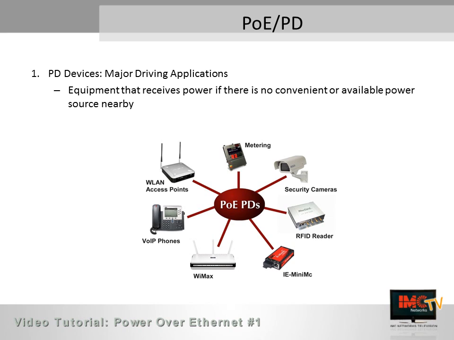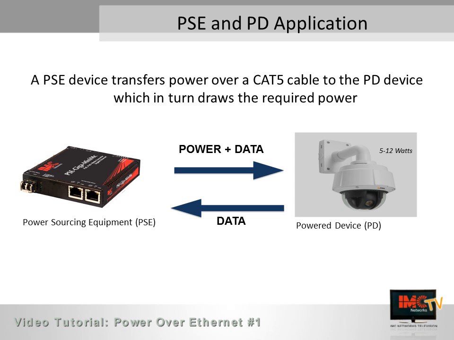The growth of PD devices is driving the demand for PSE. These pieces of equipment require power, and yet there's no convenient power outlet nearby. Such devices as security cameras, VoIP phones, and Wi-Fi require PSE. To summarize, a PSE device transfers the power over the Cat5 cabling to the PD device. For example, this security camera, perhaps mounted on the outside of a bank building, requires power, and yet there's no available source of power to plug it into.